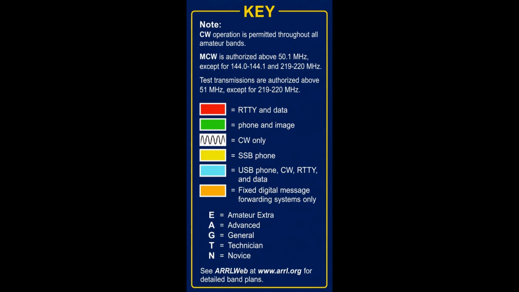The next box is white with a wavy line. The box indicates the use of CW. CW, or Morse code, is permitted on all frequency bands except for technician license class operator. The white box indicates where technician license holders can operate in CW. The yellow box indicates where single sideband radio use is permitted. The blue box is tied to the 60-meter frequency band only. Technicians do not have privileges here. The gold box is for fixed digital message forwarding systems. It only exists on the 1.25 meters band.